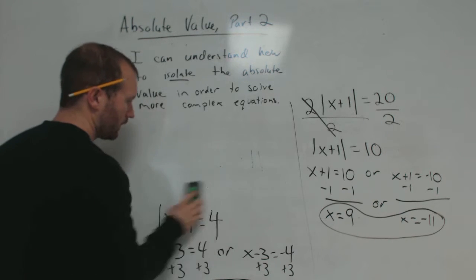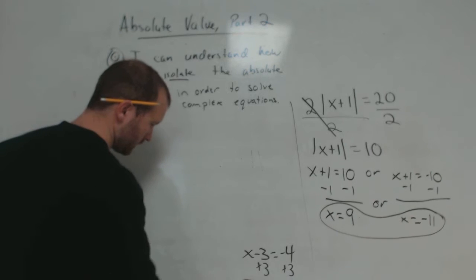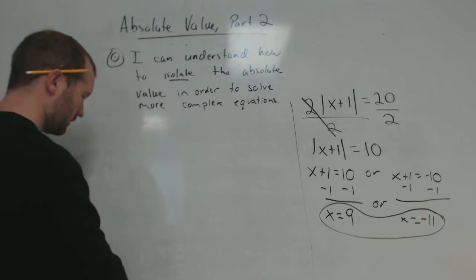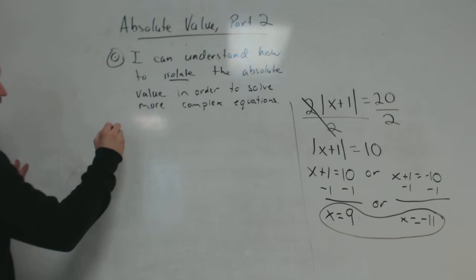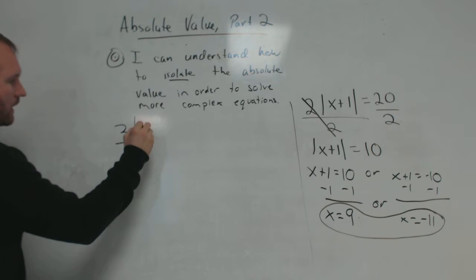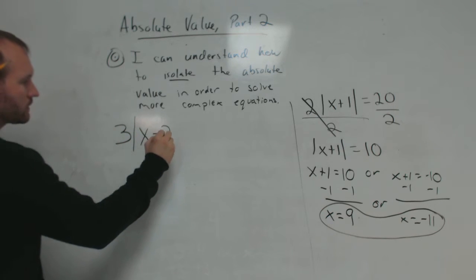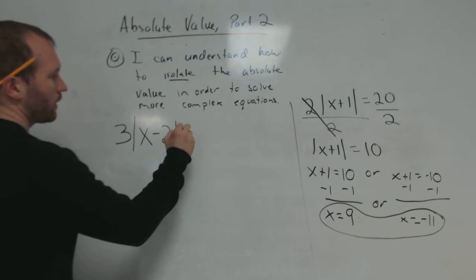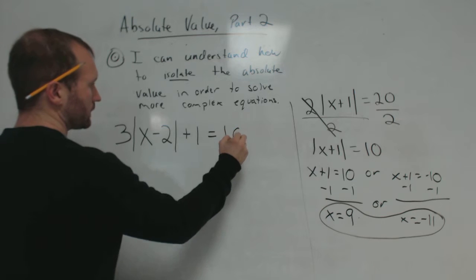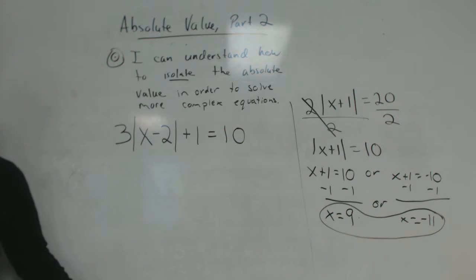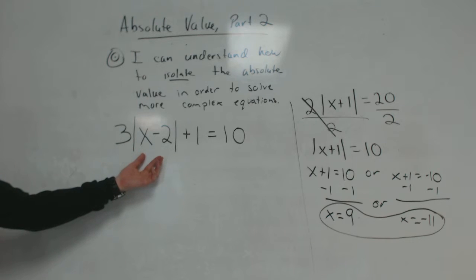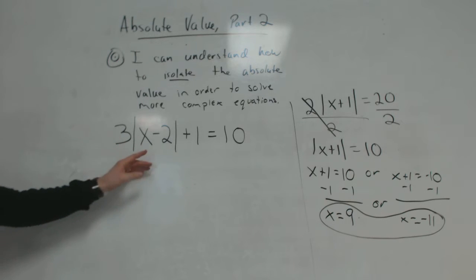All right. What if I had both? What if I had this? 3 times the absolute value of x minus 2 plus 1 equals 10. Whoa, there's a lot of stuff now outside of the absolute value. What is the first thing that I'm going to get rid of? What would you guess?